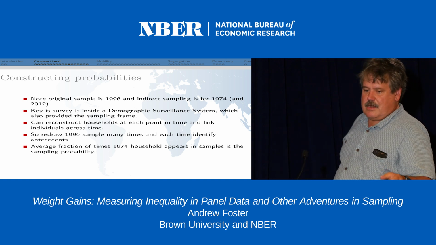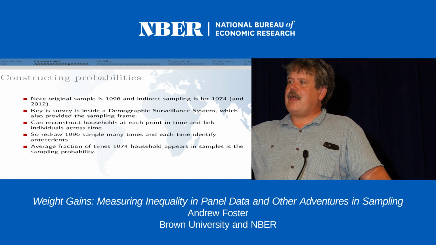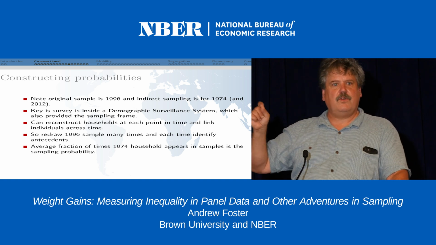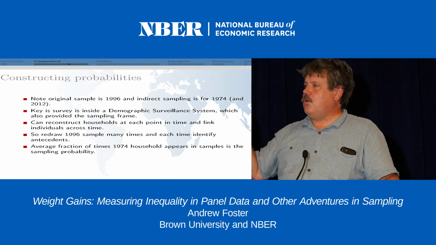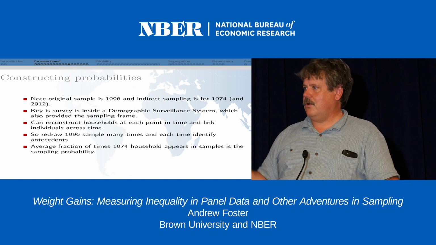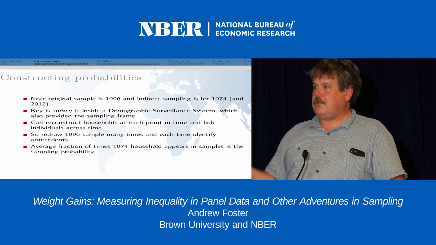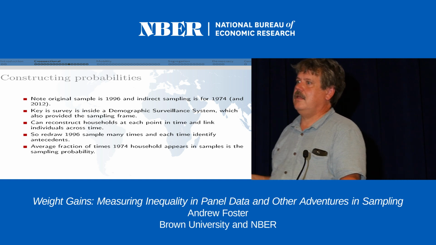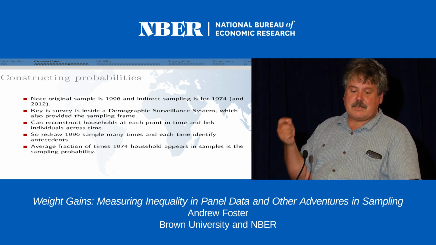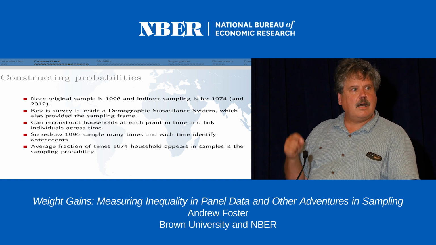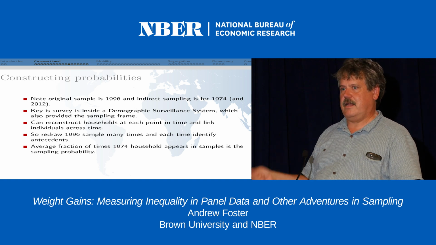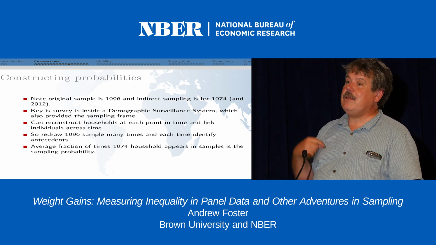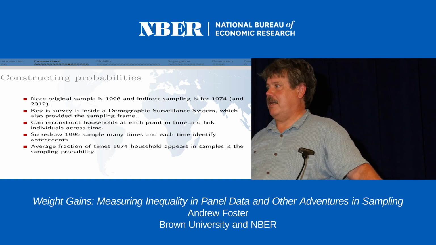So then the question is, this pi_ij, this is the weight we need in order to construct the 74 probability of being sampled and the 2012 estimate. Now the question is, how do we get it? The answer turns out to be fairly straightforward because we're working with demographic surveillance data, and because we were the ones who actually drew the sample in the first place.